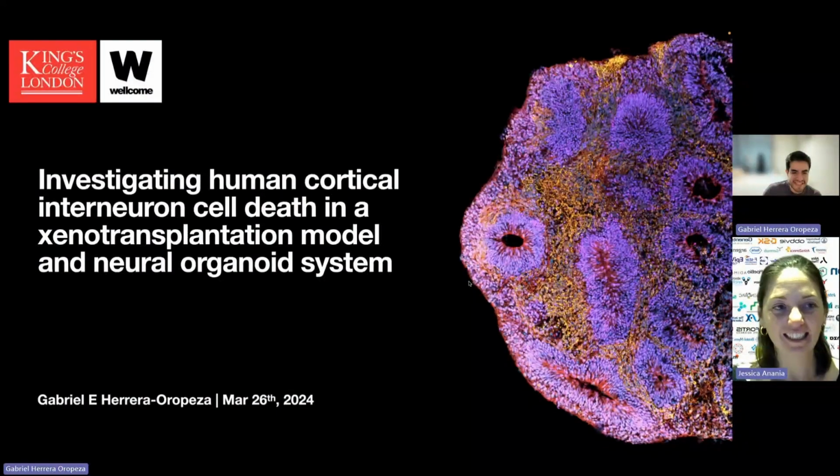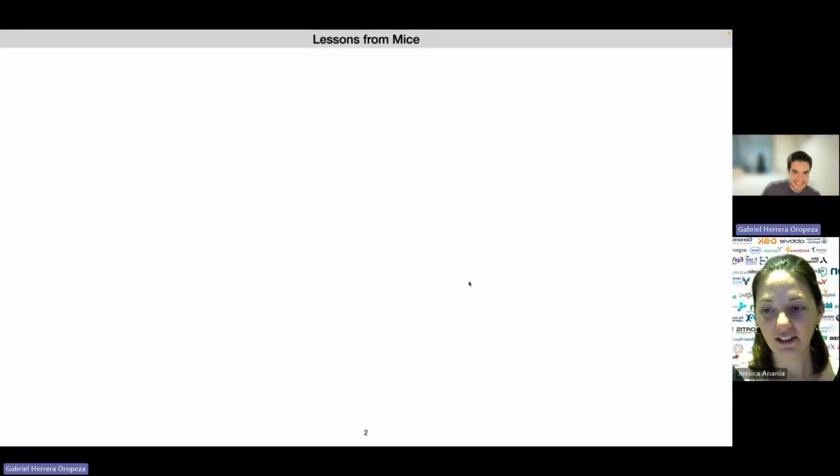So I'm basically investigating human cortical interneuron cell death using two approaches, a xenotransplantation model and a neural organoid system. So I can explain a bit more about this.